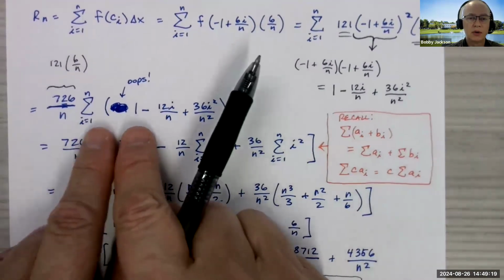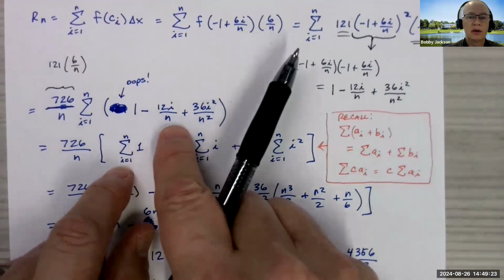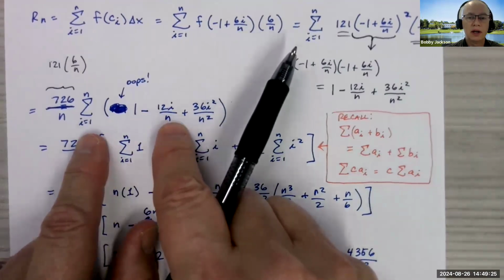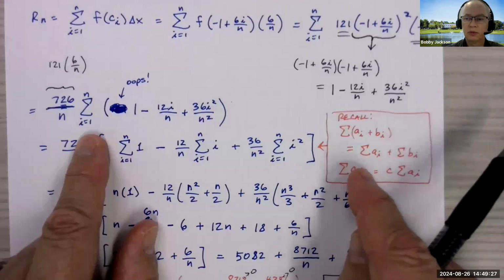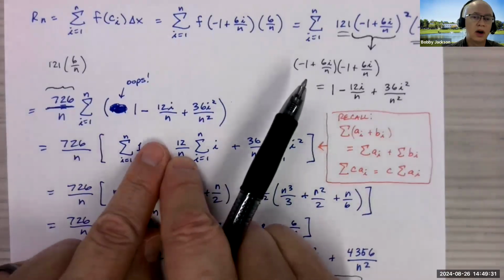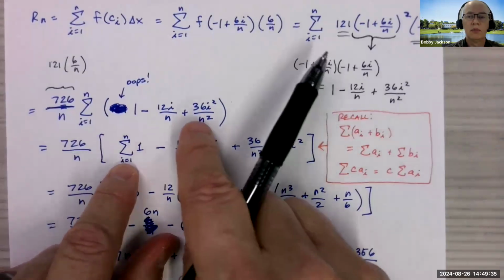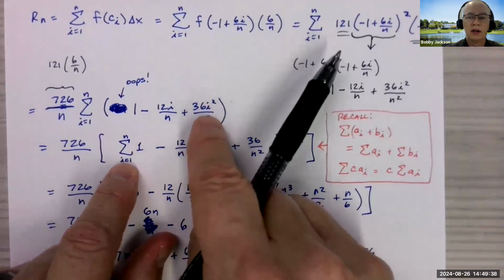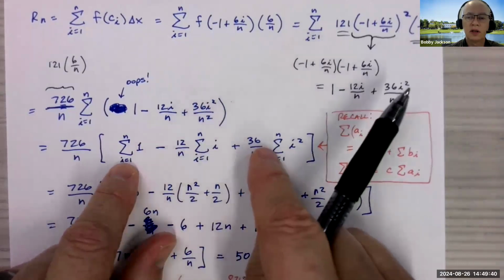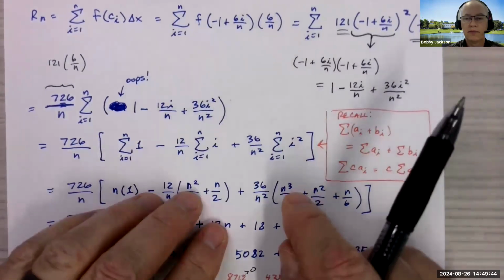So the summation i equals 1 to n of 1 minus the summation i equals 1 to n of 12i over n. But the 12 over n is a constant multiple for that sum, so I'll pull it out of there. Don't bring it all the way out because it's not in front of this summation. Plus the summation i equals 1 to n of this, but then the 36 over n squared can come out just outside of this summation, not outside of the whole thing again.